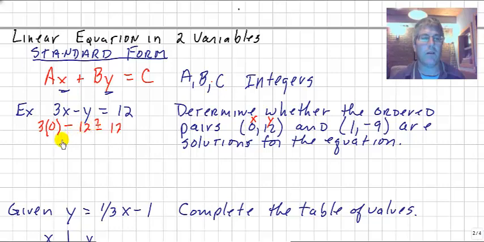That's supposed to be a question mark there. So 3 times 0 is 0, so we get negative 12 equals 12. And of course, that ordered pair does not work. It's not a solution to the equation.